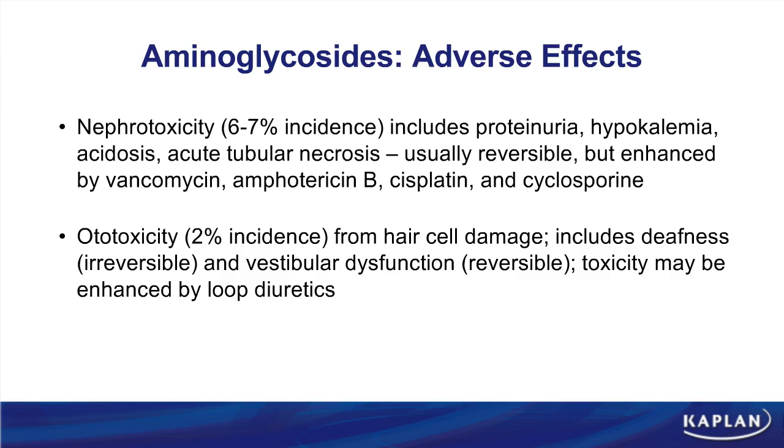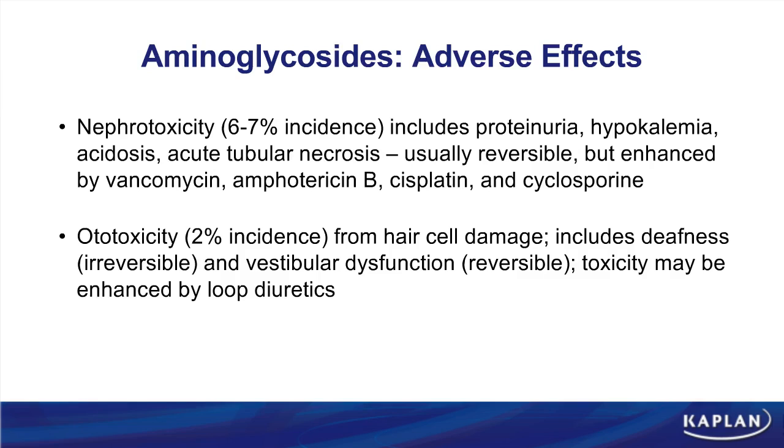nephrotoxic drugs. Earlier we mentioned vancomycin, but amphotericin B, the cancer drug cisplatin, and the immunosuppressant cyclosporin are all potentially nephrotoxic, and you can get at least an additive effect if combined with an aminoglycoside.